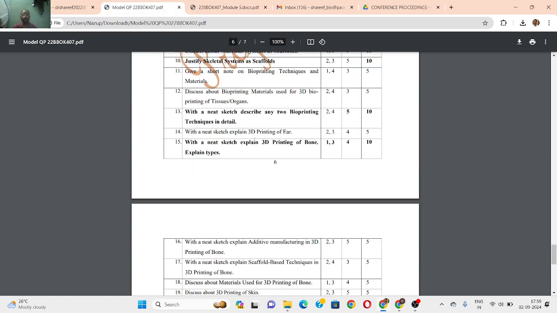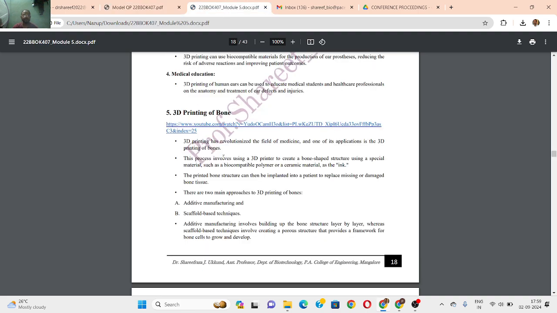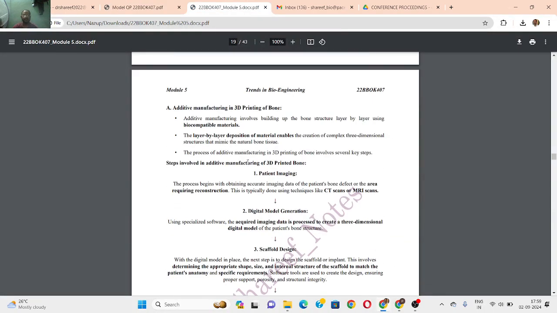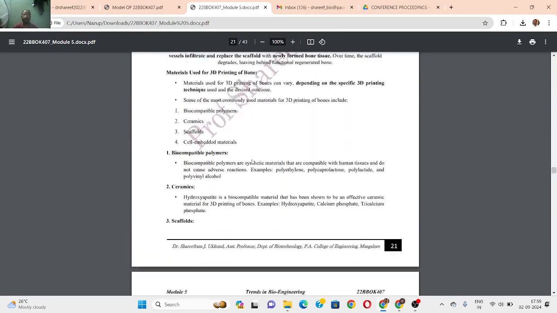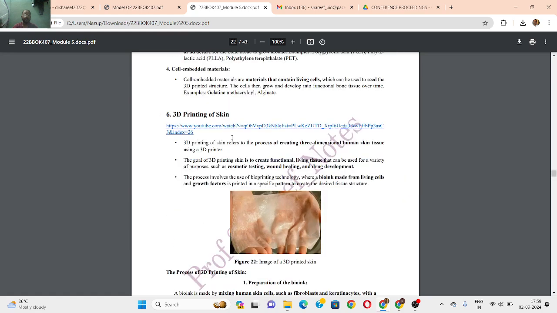Next, 3D printing of bone, explain. That is 10 marks. So this whole thing, whatever is mentioned, everything you have to explain, and that can give you 10 marks.